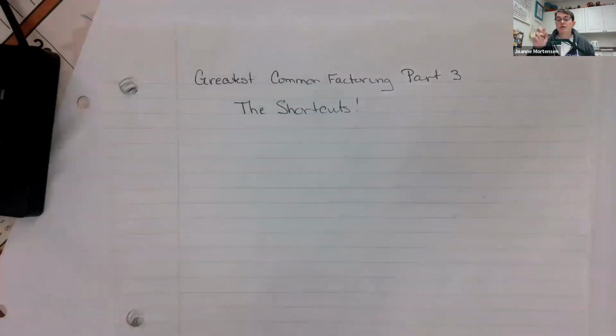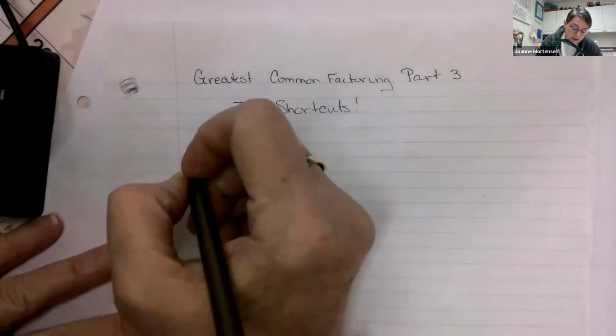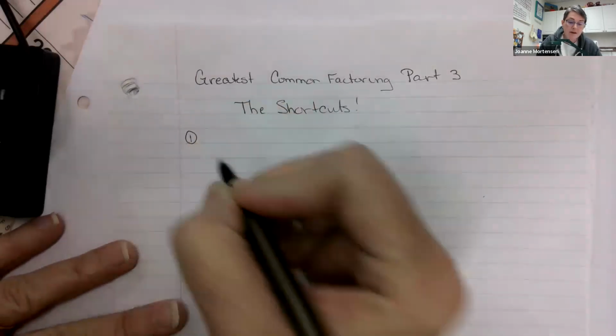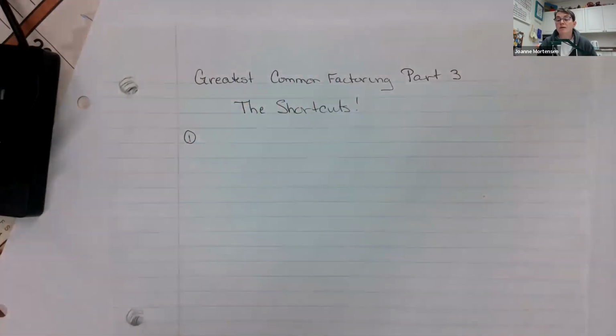So there's 2 rules you're going to know. What I'm going to do is show you how to find the greatest common factor without treeing it out. Yeah, there's your shortcut right there. So there are 2 things. A greatest common factor can have a number, a variable, or both. So there's 2 rules you got to learn.